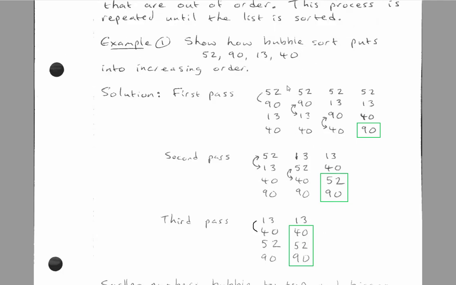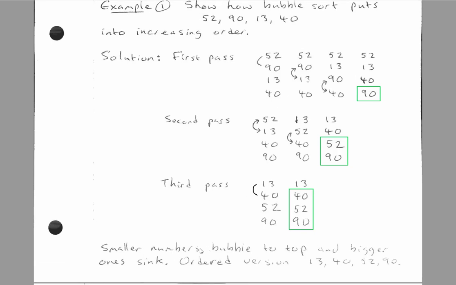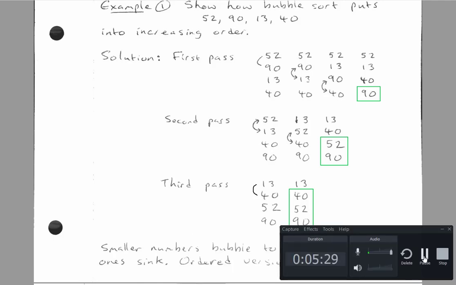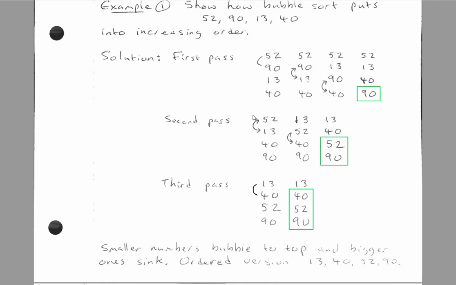Alright, so you see how this bubble sort works? It's like the smaller numbers bubble to the top and the bigger ones sink. And this is the answer. And we had to go through the list 3 times. So a list of 4 elements. If there was a list of 10 elements, we'd have to do 9 passes.